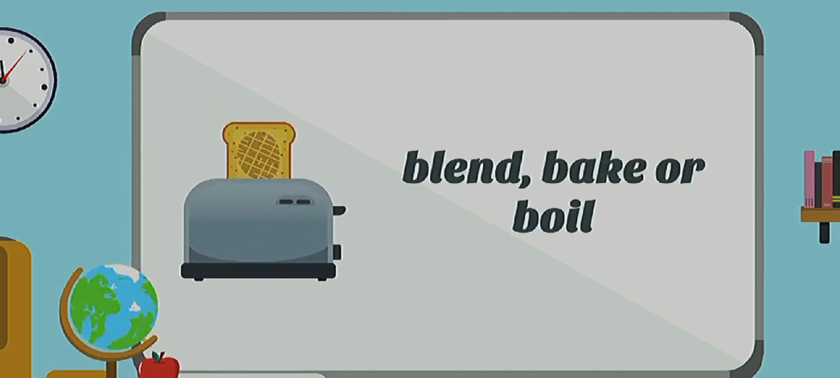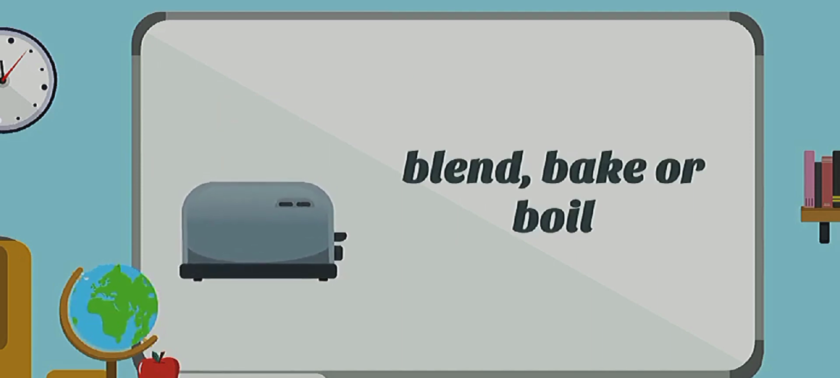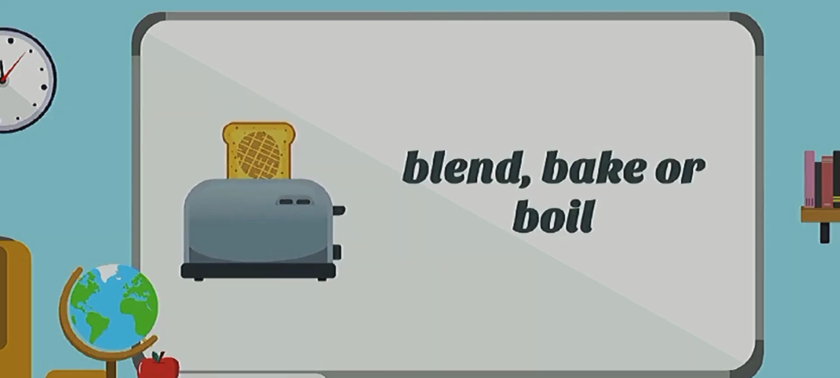Blend, bake, or boil. Fruits and vegetables that are beyond ripe may not look pretty, but that doesn't mean they can't still taste delicious in recipes. Try using your wilting, browning, or imperfect produce to make sweet smoothies, bread, jams, sauces, or soup stocks.